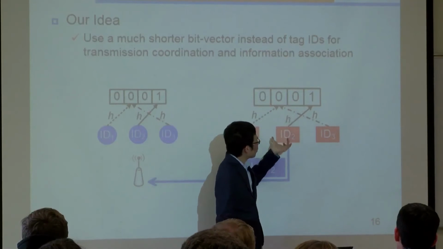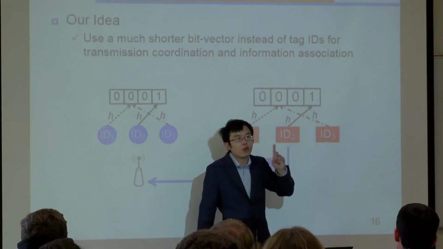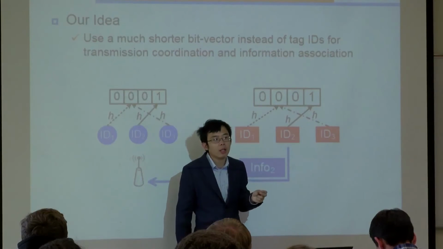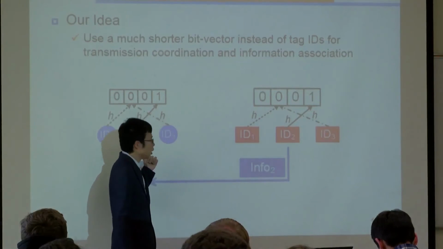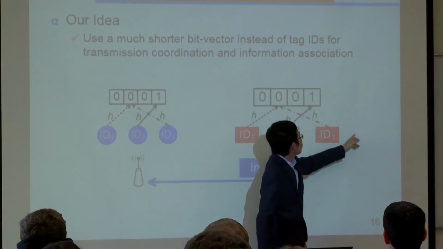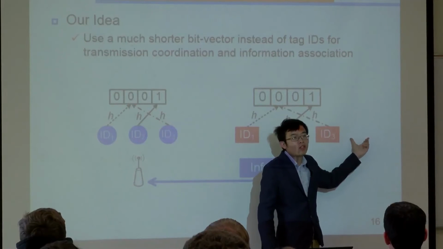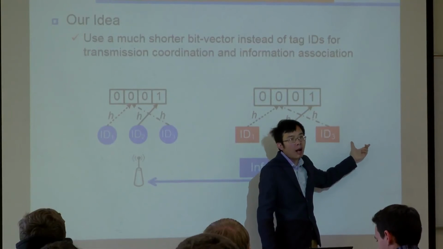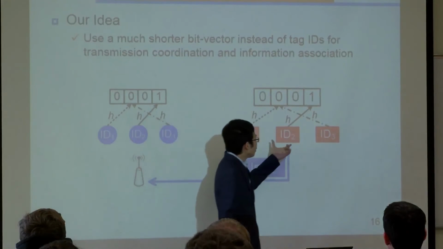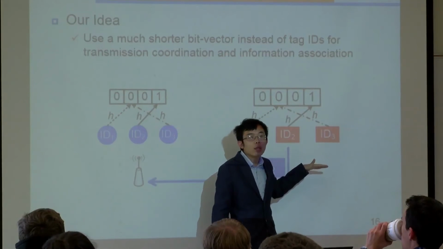This example is very simple. ID 2 is mapping to bit 1, and this bit 1 is the first bit 1 in the bit vector. So ID 2 will be the first tag to transmit its information back to the reader in the current round. If there's another tag mapping to the second bit 1 in the bit vector, then this tag will be the second to transmit its information back to the reader, and so on and so forth. In this case, different tags are assigned to different time slots, so there's no transmission clearance.